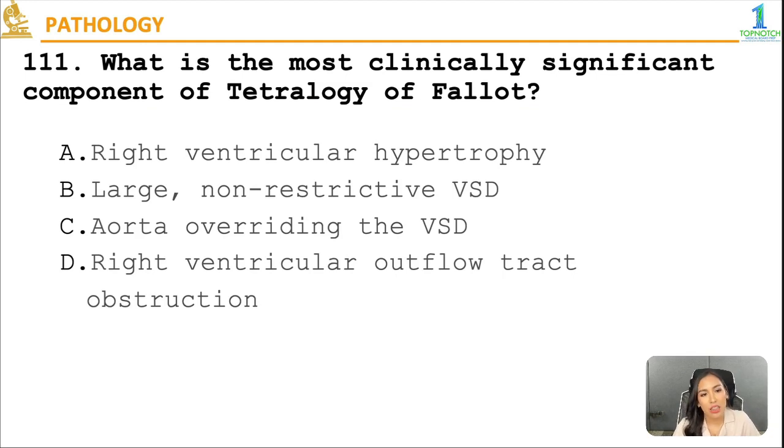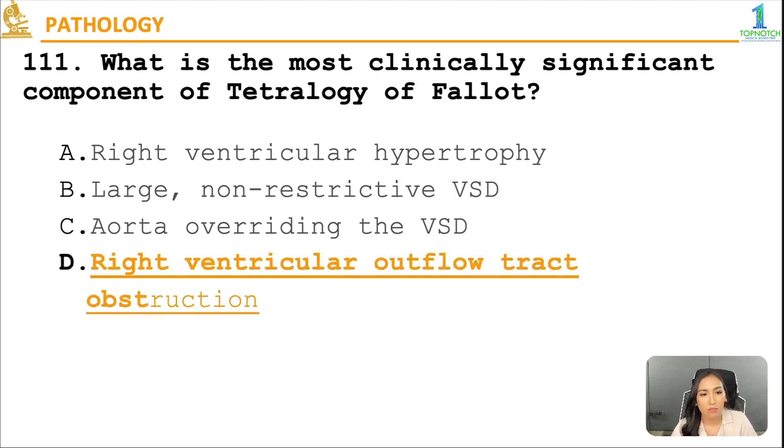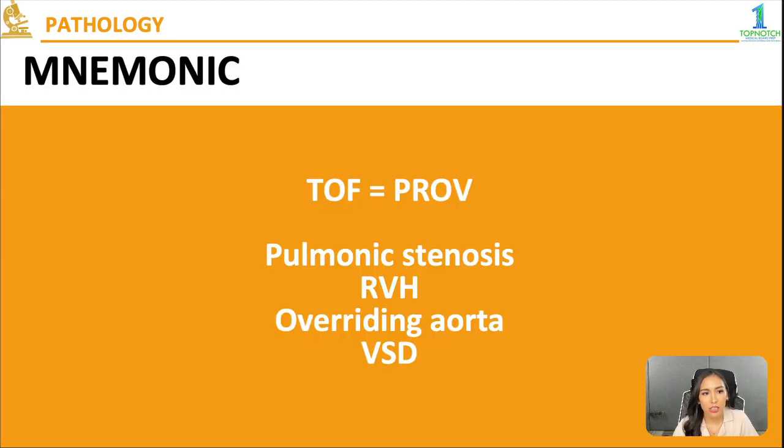Let's go to 111. What is the most clinically significant component of TOF? And the correct answer is right ventricular outflow tract obstruction. Okay, before that, let's discuss the components of TOF, which is PROV: pulmonic stenosis, RVH, overriding aorta, and VSD.